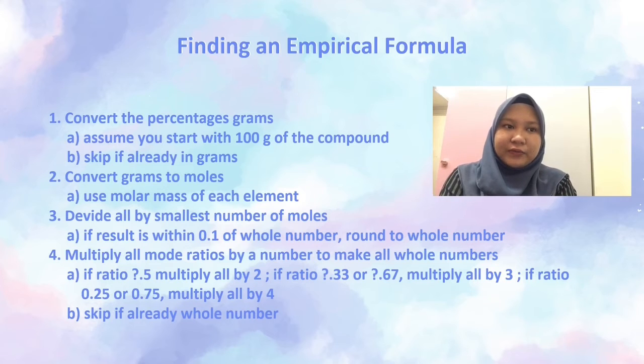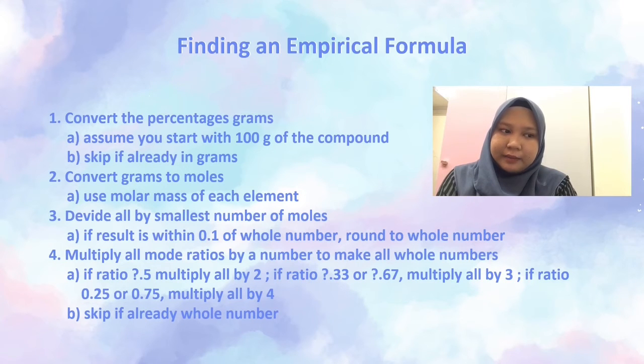Next, how to find an empirical formula. First, convert the percentage to grams. Assume you start with 100 grams of compound. Skip if already in grams. Second, convert grams to moles, using the atomic mass of each element. Divide all by the smallest number of moles. If the result is within 0.1 of a whole number, round to the whole number. And last, multiply all mole ratios by a number to make all whole numbers.